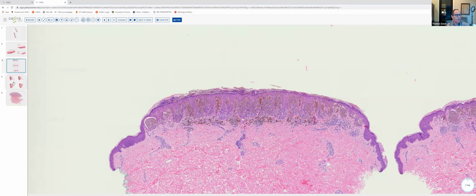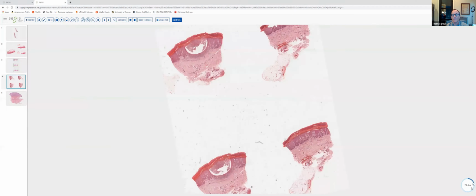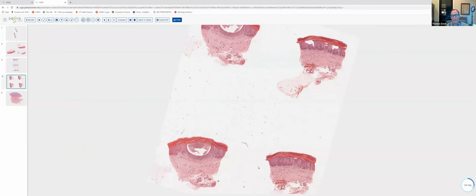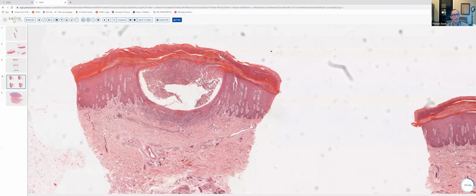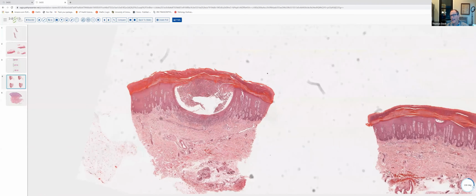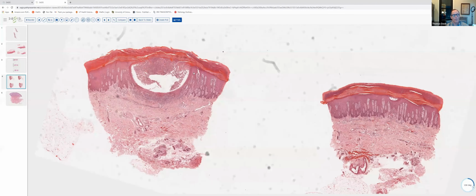Okay, let's go ahead and move on to case number 4. Case number 4 was a bisected punch biopsy from acral skin. You notice in the dermis, there are no hair follicles, and we've got a very, very thick stratum corneum. And the correct diagnosis in this case was pustular psoriasis or palmoplantar pustulosis.